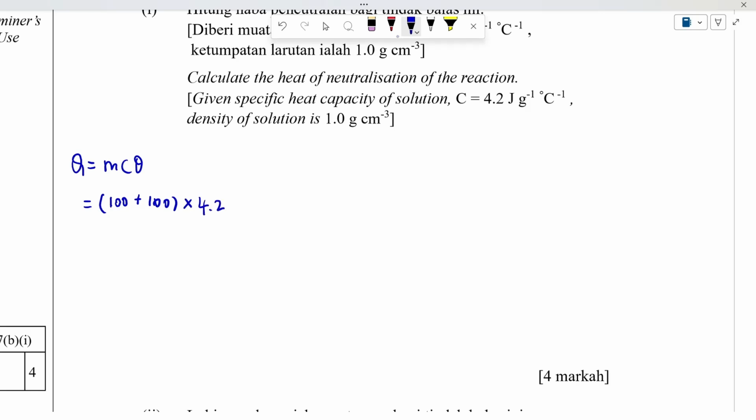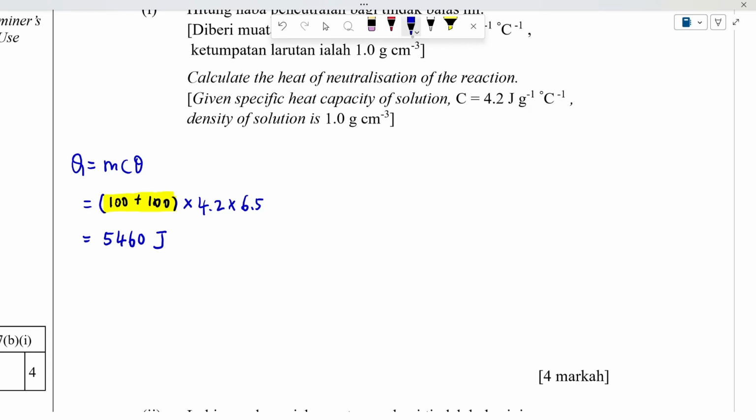4.2, theta, just now we mentioned already, 6.5. So you will get 5460, unit joule. So here you must remember, how to get the m, the volume, total up the volume.